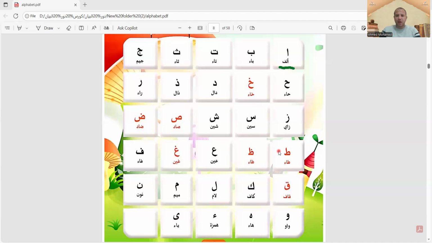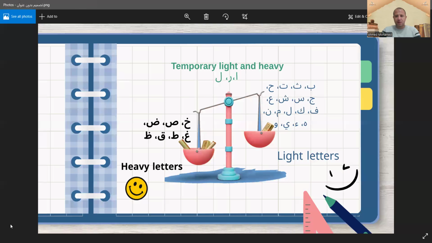And of course, we have three types of letters: temporary, light, and heavy. Let me share the screen for another slide. It will be much easier to show you. Here we are. To the right side here, these are the light letters such as ba, tha, ta, ha, and jim. All of these letters are called light letters. To the left side here, look at the bottom. There is a sentence here, heavy letters.